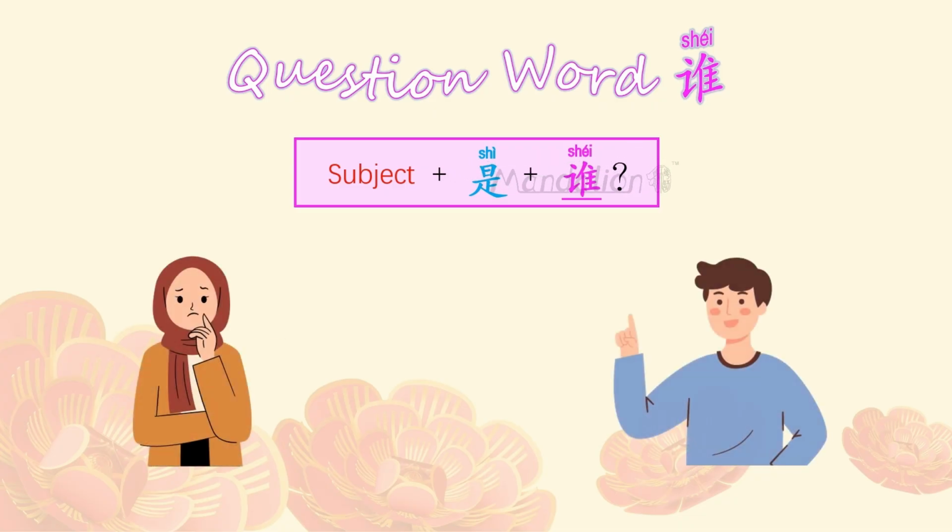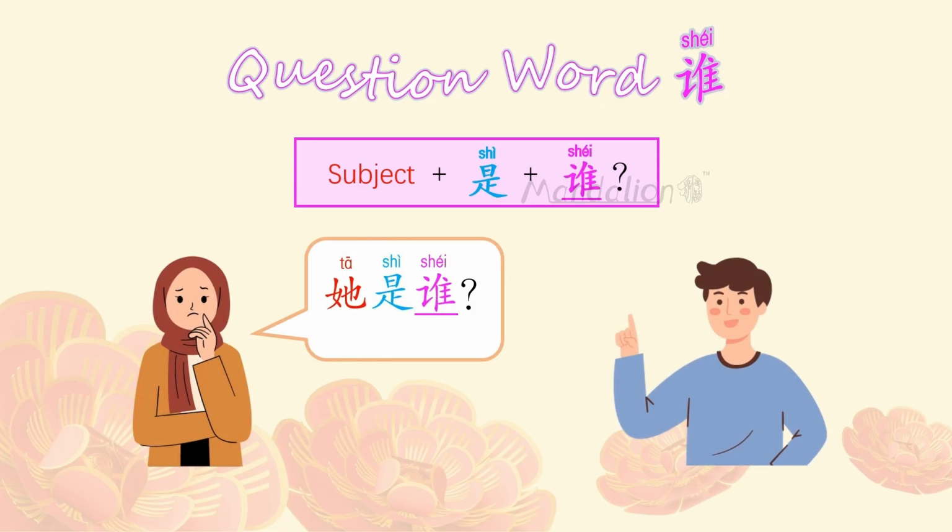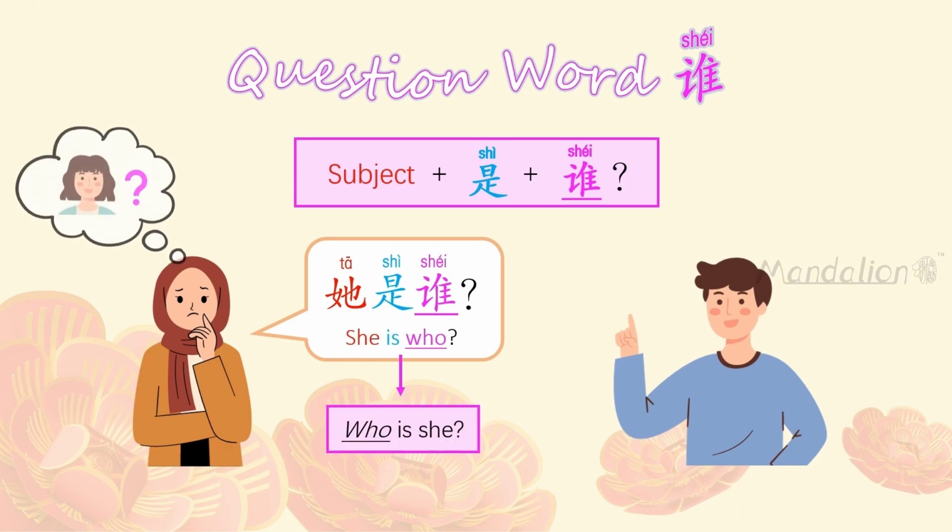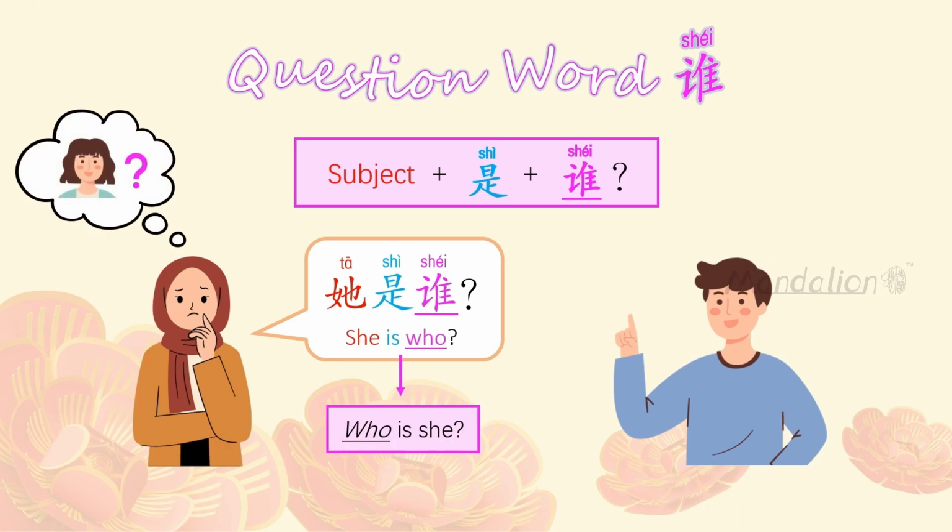For example, 她是谁? Notice that the character 她 has the female radical, so this 她 means she or her. 她是谁 directly translates as she is who, which essentially means who is she?